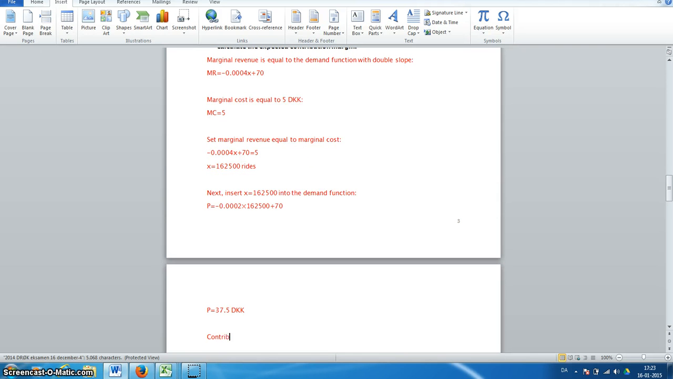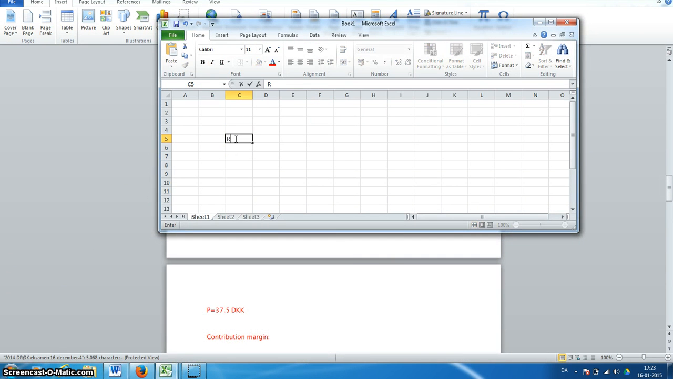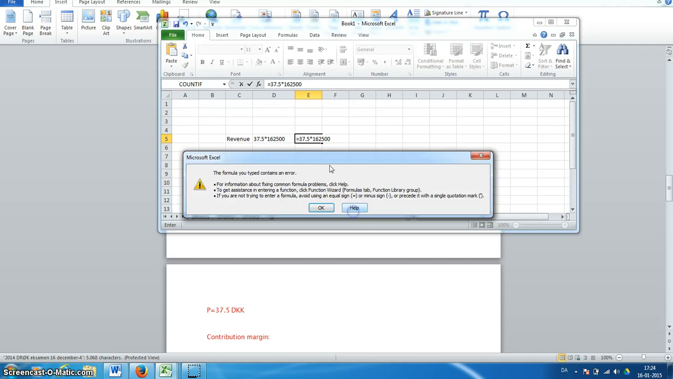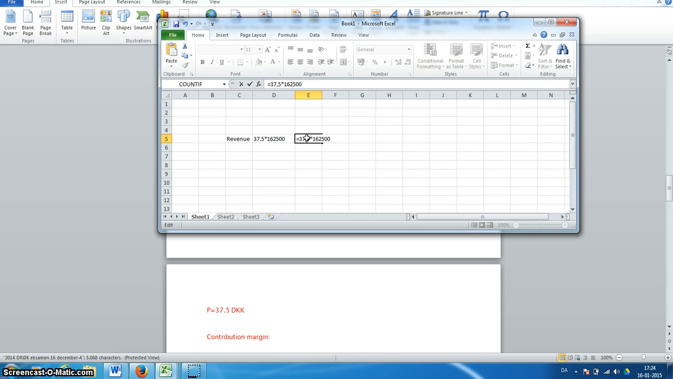Next we should calculate the contribution margin, and this is done best using an Excel sheet, I think. So first we make a calculation for revenue. In this case, revenue is simply price times quantity. So we will write it like this: 37.5 times 162,500. And over here we just make the calculation. And we do like that.